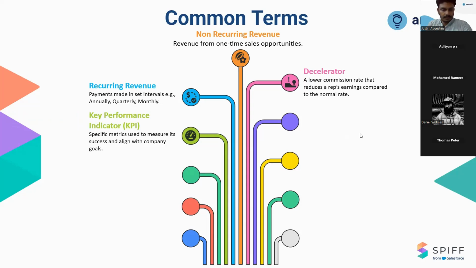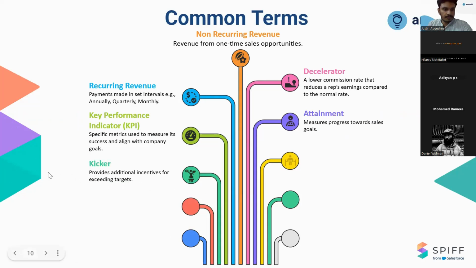Next comes the key performance indicator, or what we call KPI. A KPI is a measurable metric that tracks the success of the incentive plan and helps evaluate progress towards business objectives. Next is attainment. Attainment refers to the level of performance a salesperson or a team achieves relative to their predefined sales target, or what we call a quota.